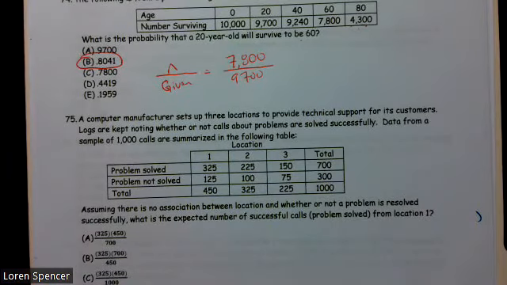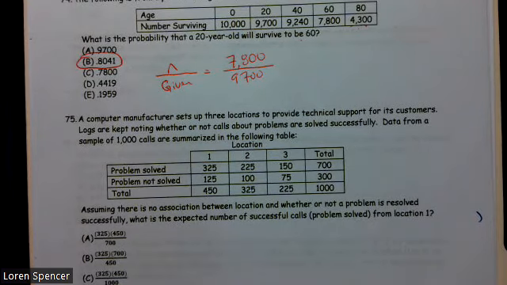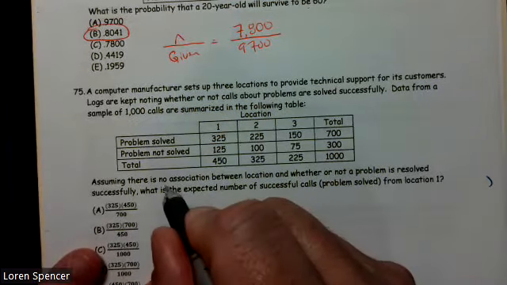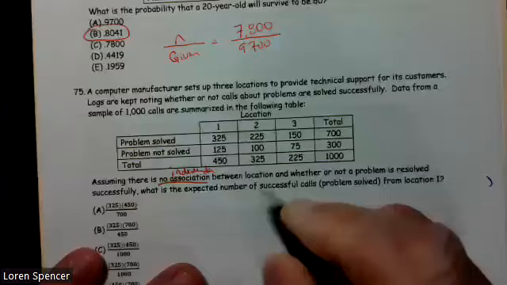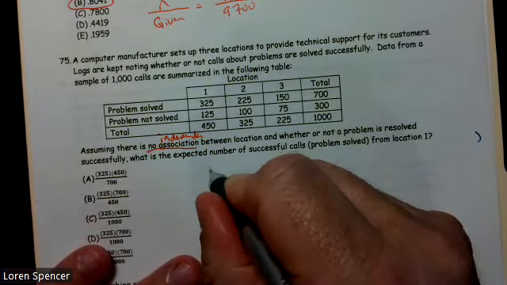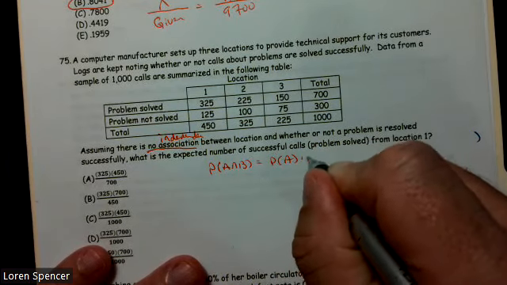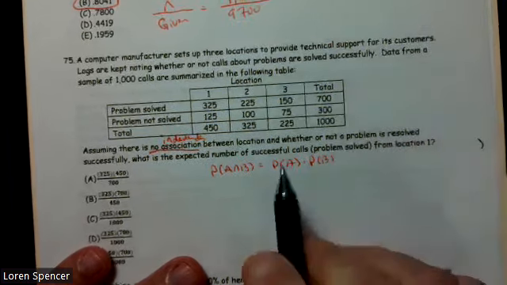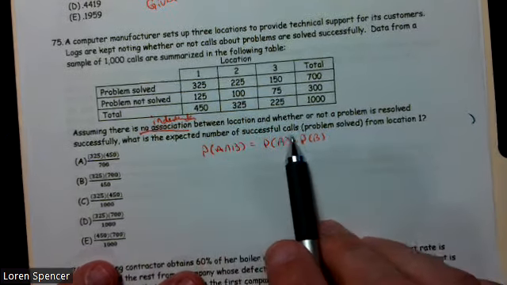A computer manufacturer sets up 3 locations to provide technical support for its customers. Logs are kept noting whether or not calls about problems are solved successfully. Data from a sample of 1,000 calls are summarized in the table below. Okay. Assuming there's no association. Now that's a key phrase. No association means they're independent. All right. And if they're independent, then we can say the probability of A and B equals the probability of A times the probability of B. Between location and whether or not a problem is resolved. What is the expected number of successful calls?